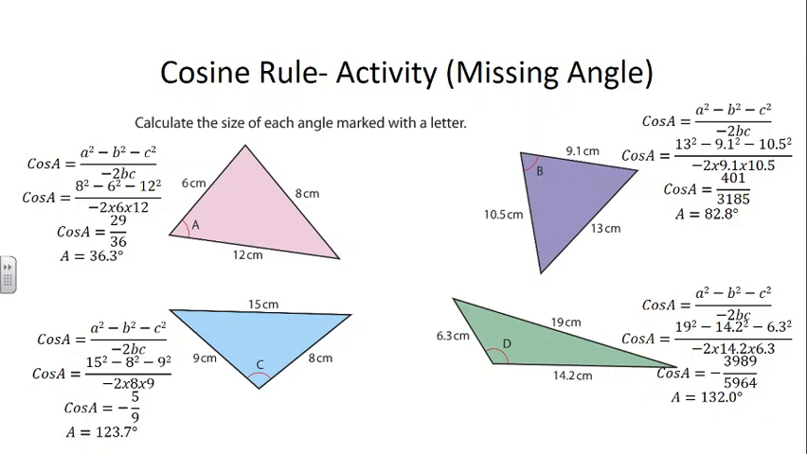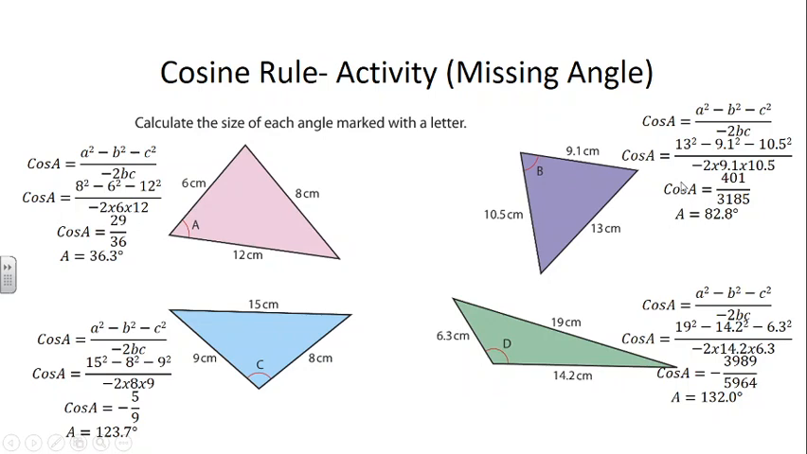This time I'm trying to work out the angle here, which means it's really important that I use this one as my positive in the formula. I've stuck with the same formula all the way along, even though this is question B, because this is question D and there's no D, so it makes sense. So we've got 13 squared minus 9.1 squared minus 10.5 squared, because it doesn't matter which way around the B and C go, all divided by minus 2 times 9.1 times 10.5.